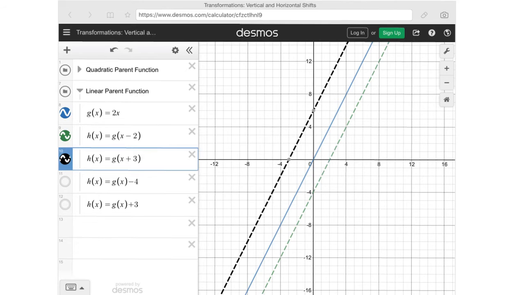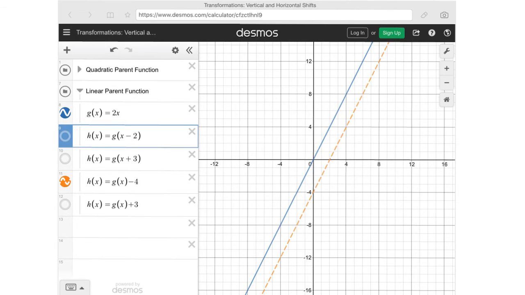The next one, g of x plus 3, you'll notice that it goes to the left 3 units. And then the last two, minus 4 and plus 3, being done to the entire function, that's going to affect your y values. That's going to make it go up and down.